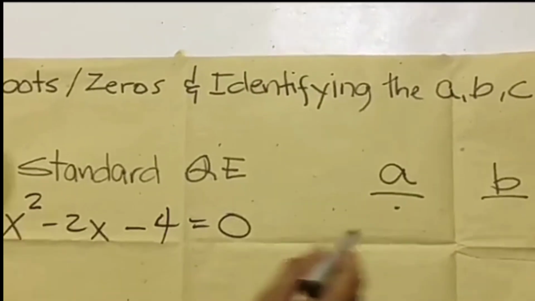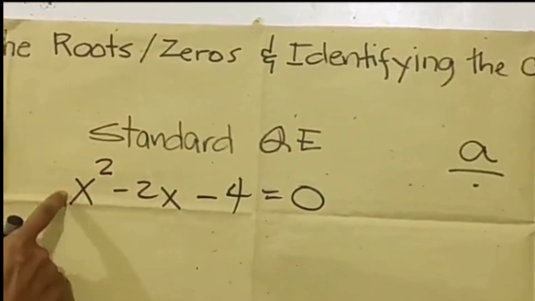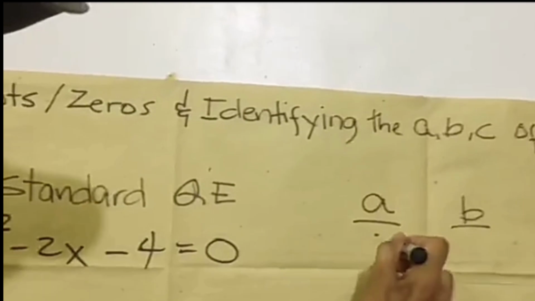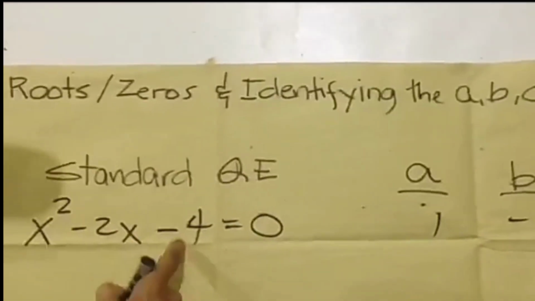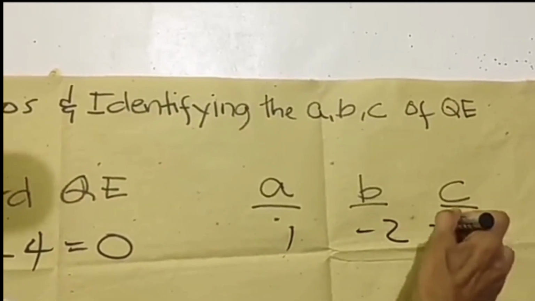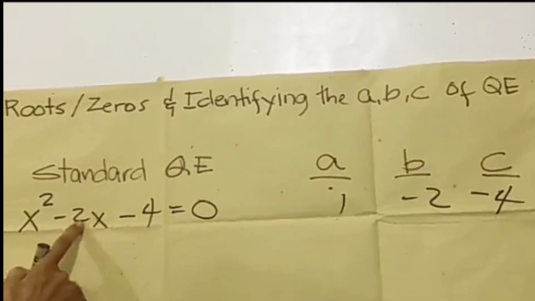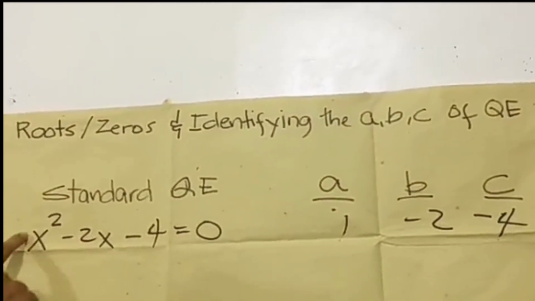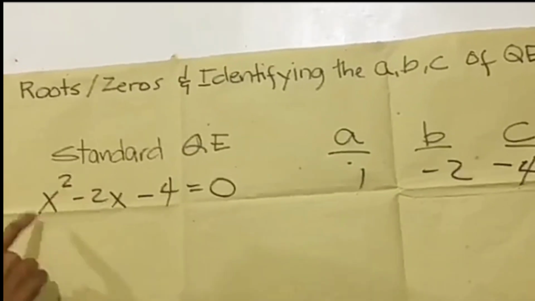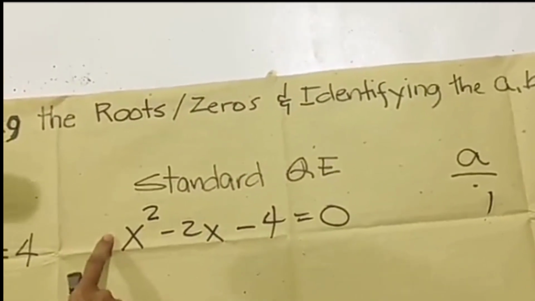So the ABC: the numerical coefficient of x squared is 1, silent 1, then negative 2, then negative 4 for C. Constant for C, B for the second term, and 1 is for the x squared. Take note, kailangan yung first term always positive.